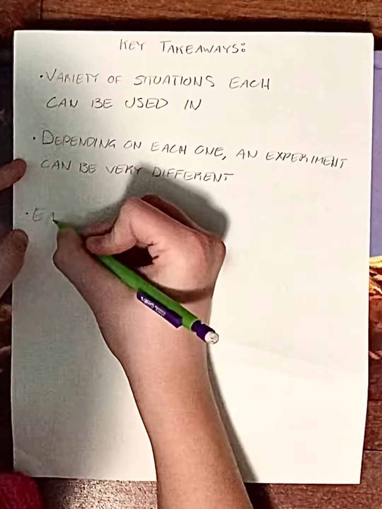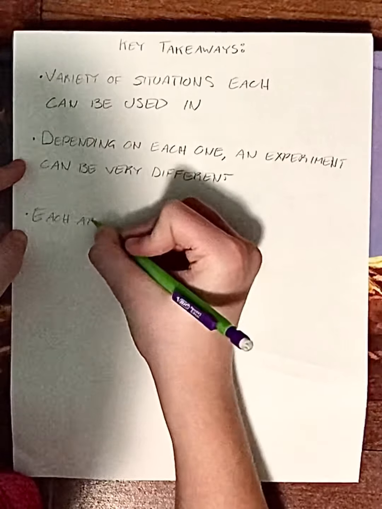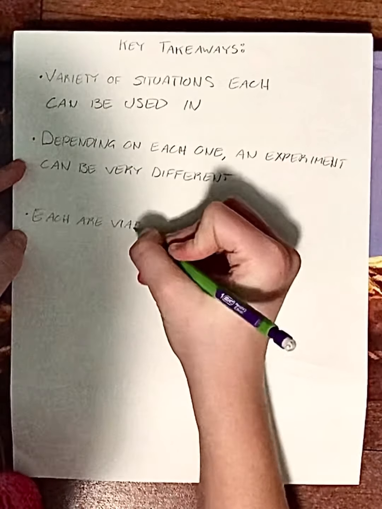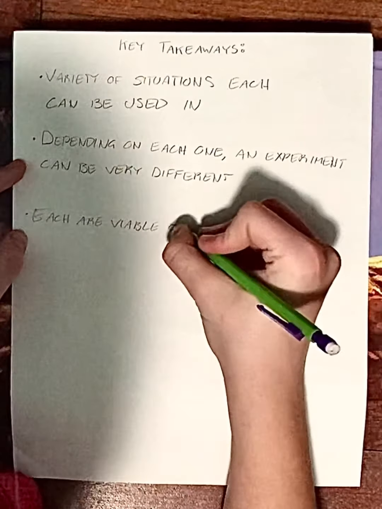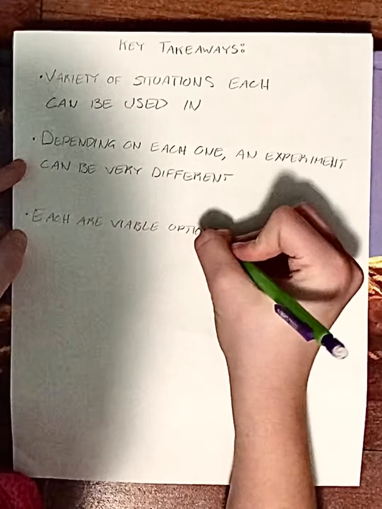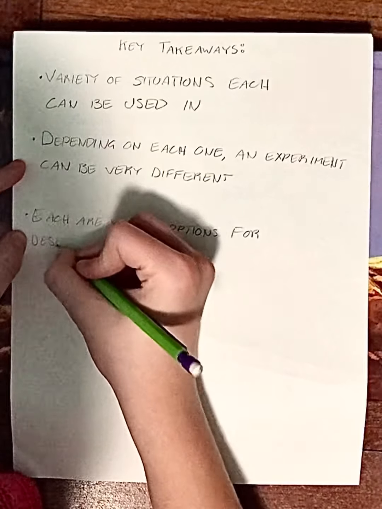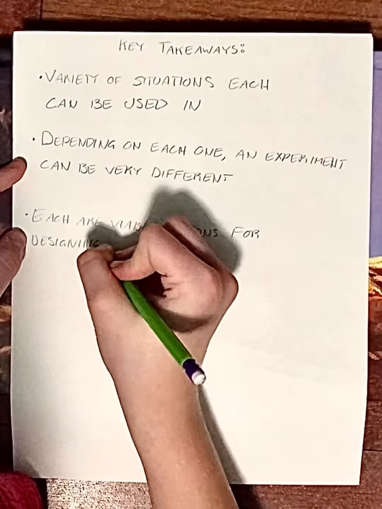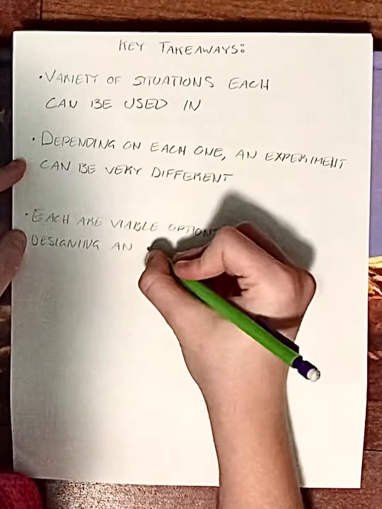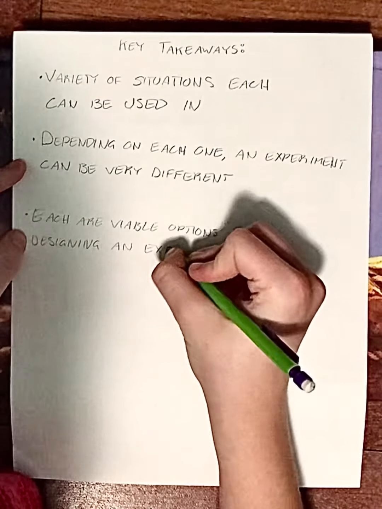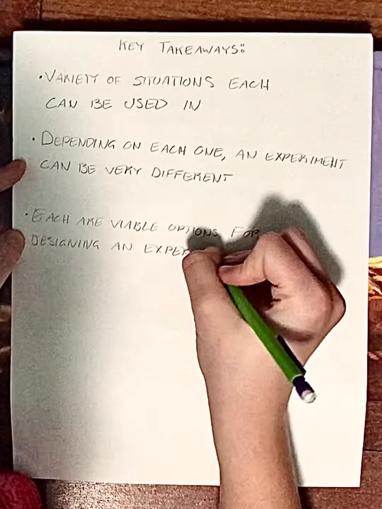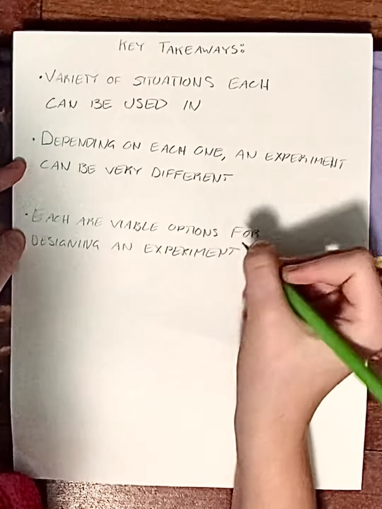So finally, there are key takeaways. The first one is there are a variety of situations each one can be used in, like the types of samples. And depending on each sample, an experiment can be very different, or the outcomes can be different. And finally, each sample is viable for designing an experiment.